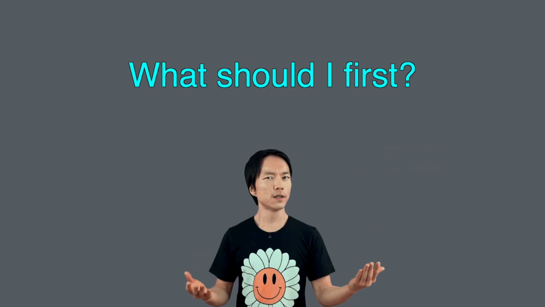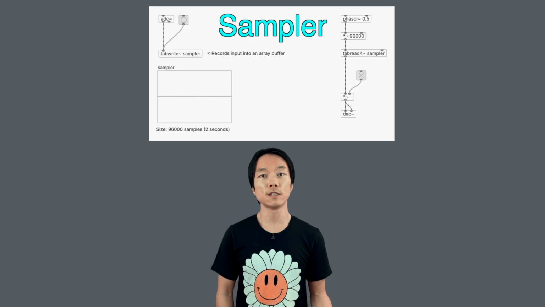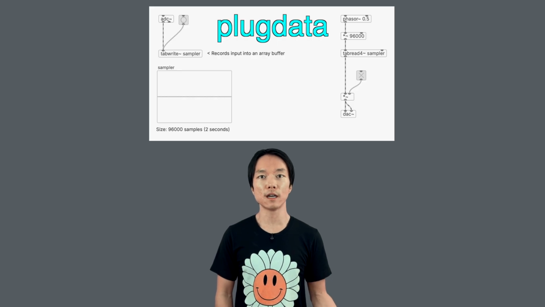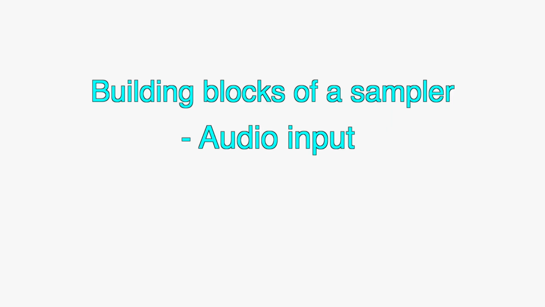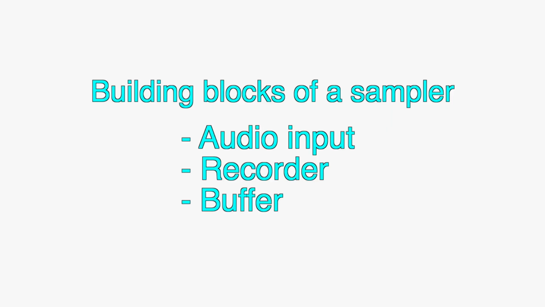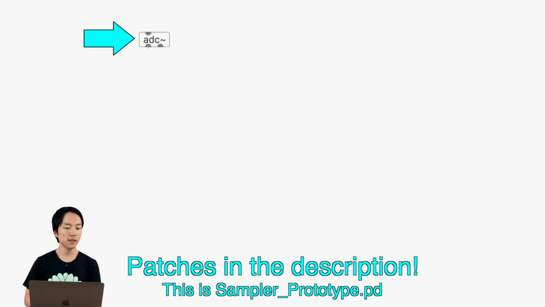Okay, what should I do first? I think the first task is to program a simple sampler in PlugData on my desktop and flash to Daisy once it's working. In the patch, we need an audio input, something to record and store the input, and a way to play back that sample. So adc~ is going to be the audio input. I'm just going to use the laptop microphone for now.